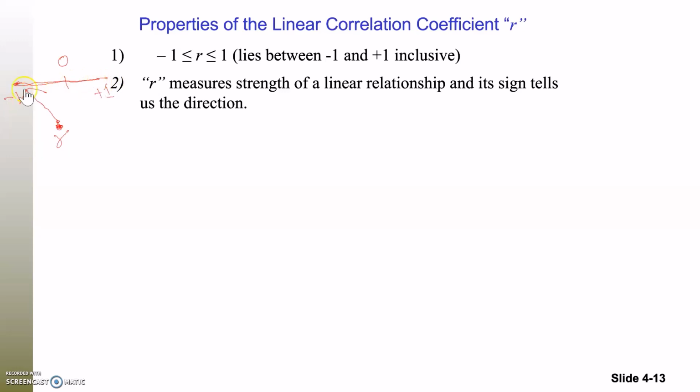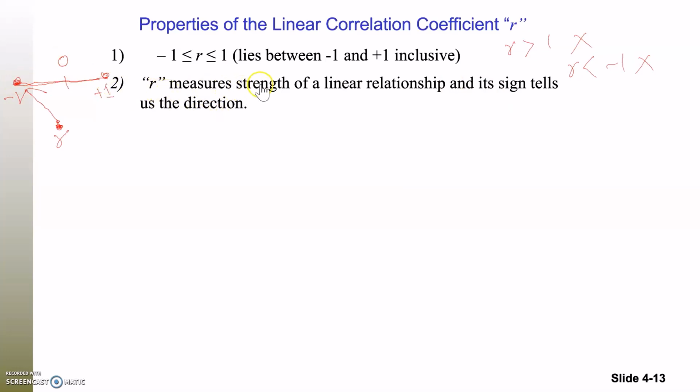Think like the fuel gauge in your car. The fuel needle always lies between full and empty. In a similar way, the value of R always lies between -1 and +1, always. It never exceeds 1. R is never greater than 1, never. And R is never less than -1, never. Remember that. It always lies between -1 and +1 inclusive.